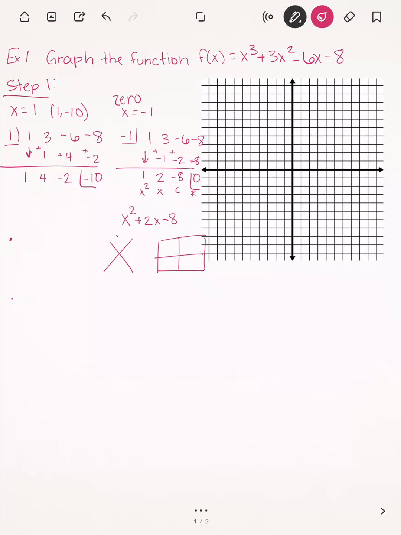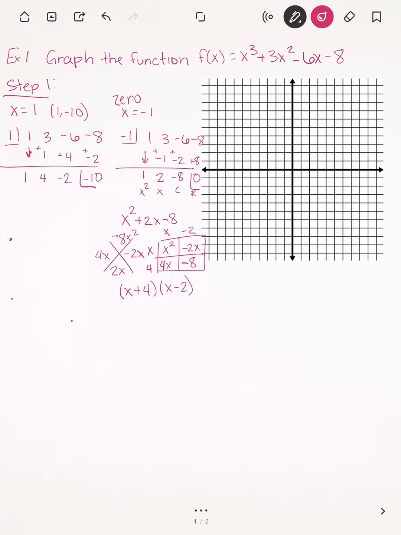So first times the last, I get a negative 8x squared. 2x on the bottom. What can I multiply to get a negative 8 and add to get a positive 2? That would be a positive 4x and a negative 2x. I go to the box, x squared, minus 8, and then I do my 4x, my negative 2x. From here, x squared and 4x have an x in common. x times x gives me x squared. x times 4 gives me a 4x. And x times negative 2 gives me a negative 2x. So the factors come out to be x plus 4 and x minus 2.